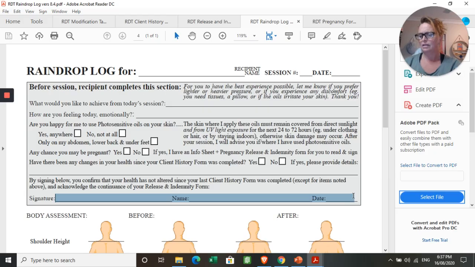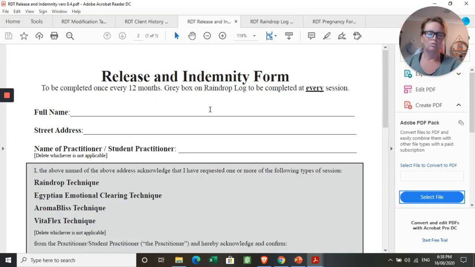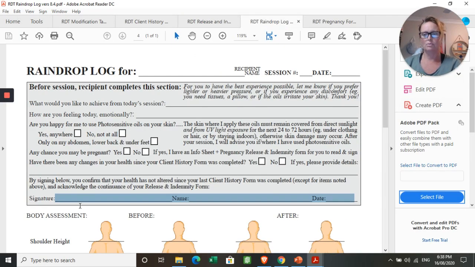All right. And the reason that they need to include their name and their date is this is a continuation here. By signing, this is a continuation of your release and indemnity that they originally signed. So if they come for session 2, session 3, session 4, session 5, rather than them filling in this release and indemnity form every single time they come, you can get them to just sign down the bottom here, and they are acknowledging the continuation of that initial form that they signed.